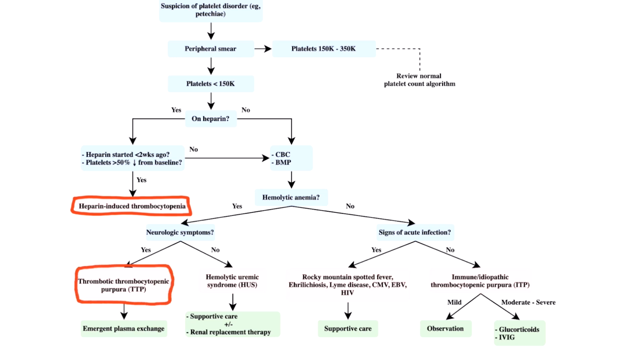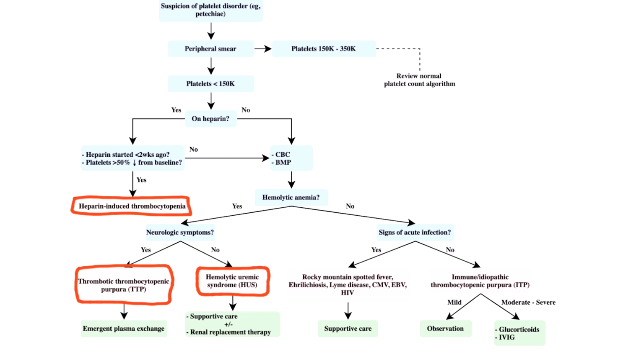If the patient is not on heparin, then we should obtain a complete blood count and basic metabolic panel to check for hemolytic anemia. If hemolytic anemia is present with neurologic symptoms, the most likely diagnosis is thrombotic thrombocytopenic purpura. If there are no or mild neurologic symptoms, then we are most likely dealing with hemolytic uremic syndrome.